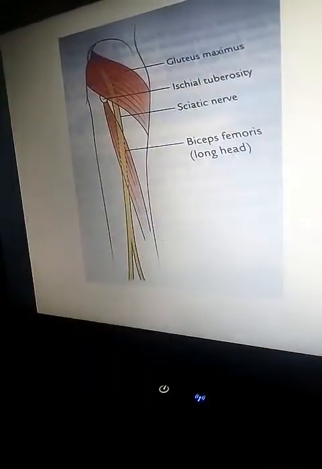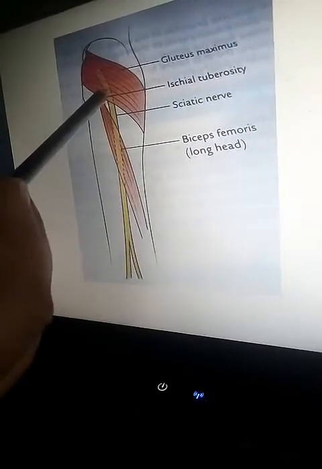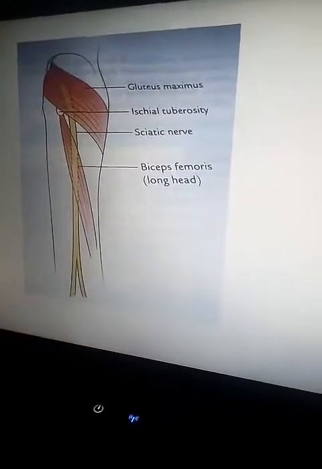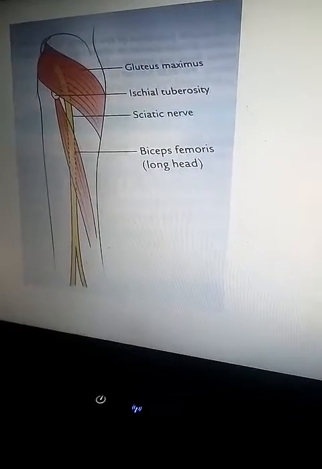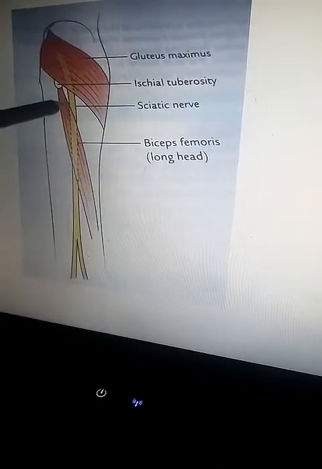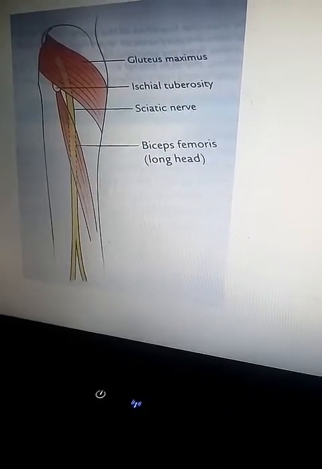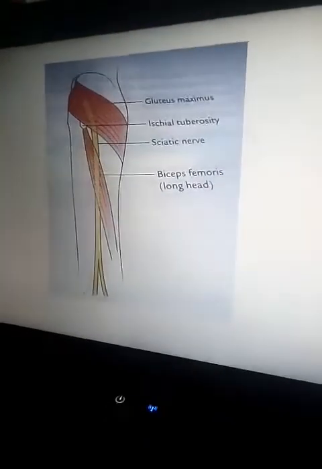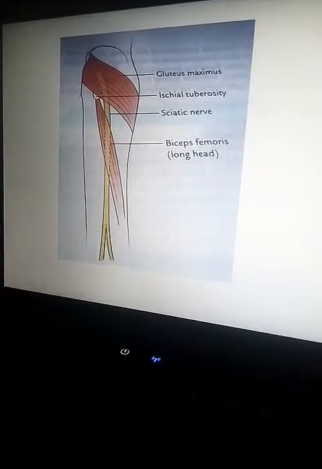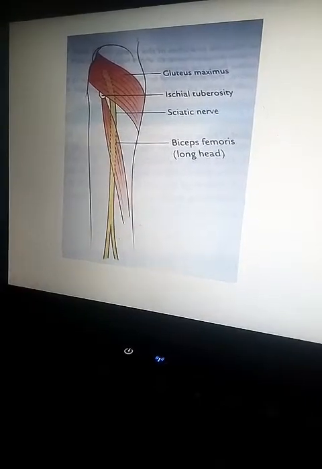Now superficial relationships, from above downwards, it is related to gluteus maximus and long head of biceps femoris. This sciatic nerve is accessible on the back of the thigh only in the angle between the gluteus maximus and the long head of the biceps femoris. Its branches: it gives articular branches to the hip joint, muscular branches to the hamstring muscles arise in the lower part of the gluteal region, and the muscular branch to the short head of biceps femoris arises in the lower part of the thigh from the lateral side of the nerve.